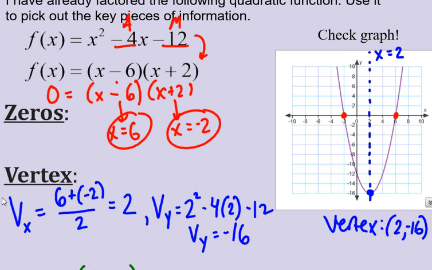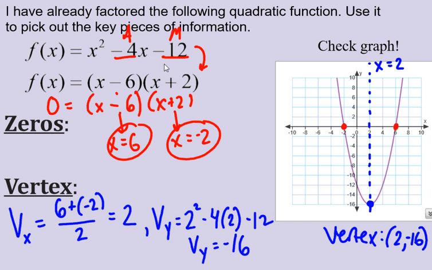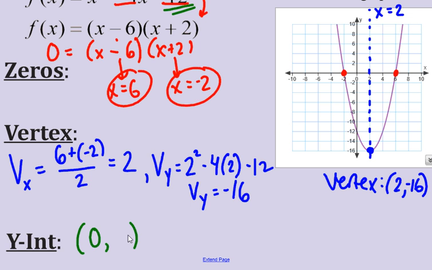If you put 0 into your equation, this part will go away, this part will go away. It will have to be the c value at the end if you go ax squared plus bx plus c standard form. So the y-intercept is 12.